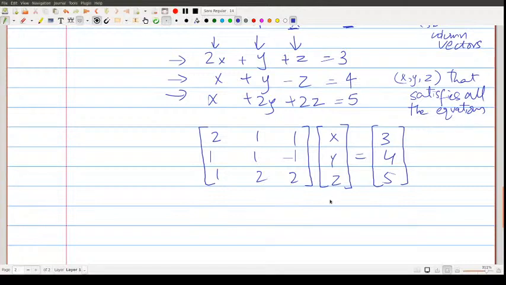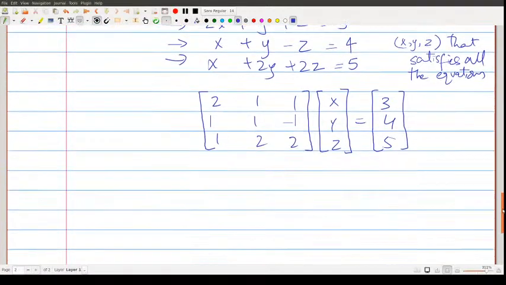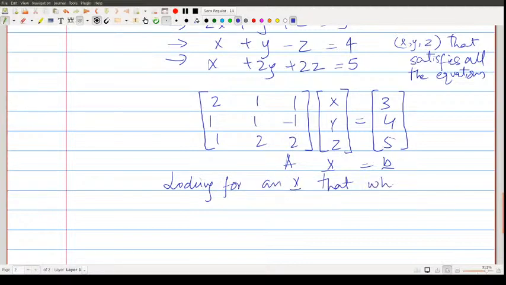If you look at it from the point of view of this matrix vector equation, what I'm saying is, if I call this Ax equals b, then I'm looking for an x that when multiplied by A gives b, right? So this is what's happening over here. This is a matrix times a column giving a column, right?